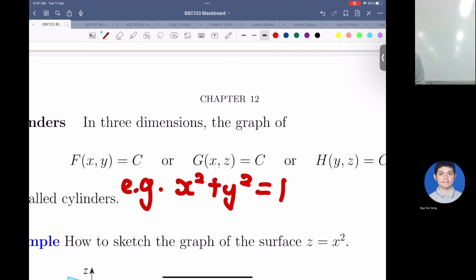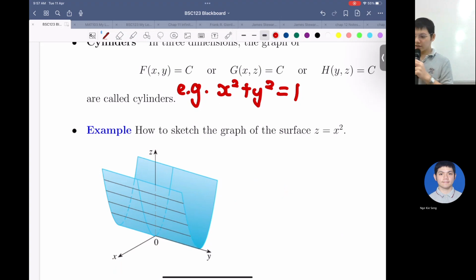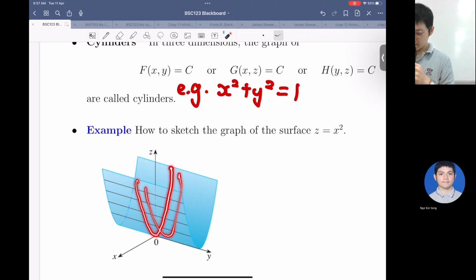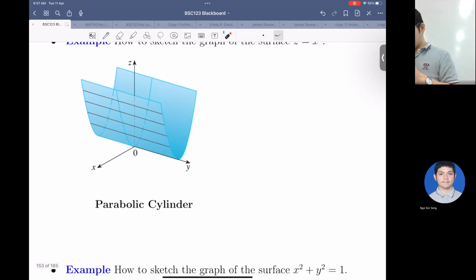So what do we have? We have this thing. Start imagining from z equals x squared here, and then you extend. Okay, let's continue. Testing your imagination.